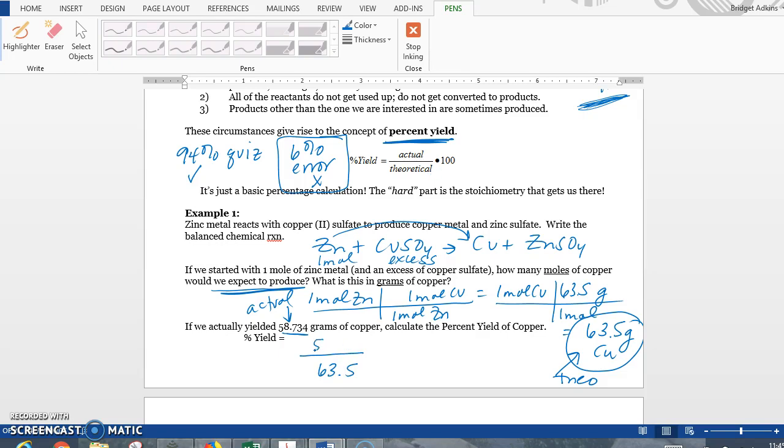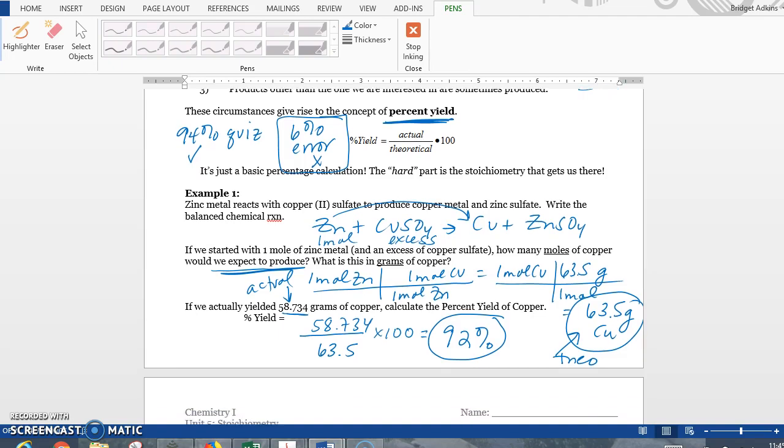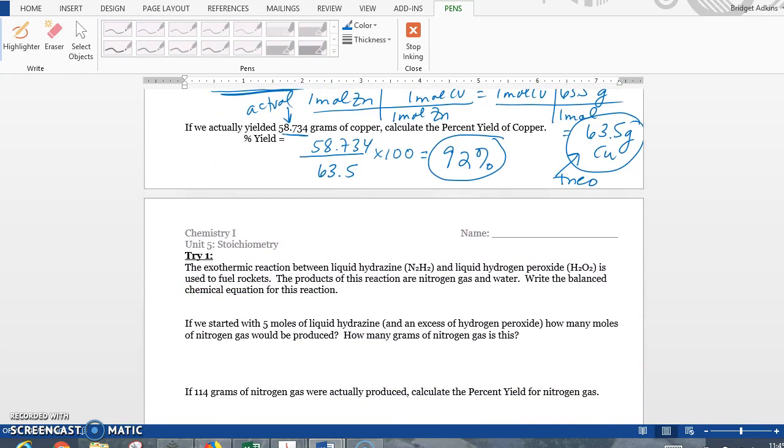And then on top, you put how much you actually made. Okay? And to turn it into a percent, we just multiply by 100. So you get 92%. And that's a pretty good yield in lab. That would mean that your percent error was just 8%. So that's a very good yield for lab.